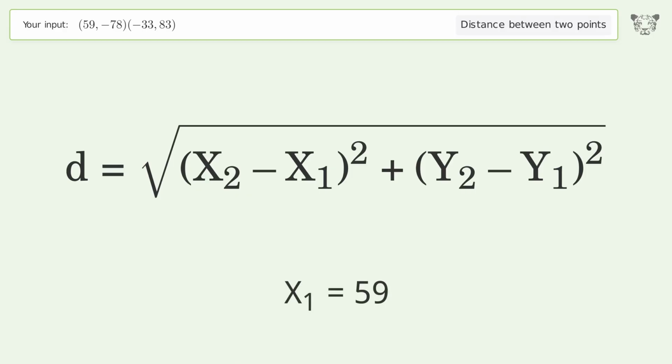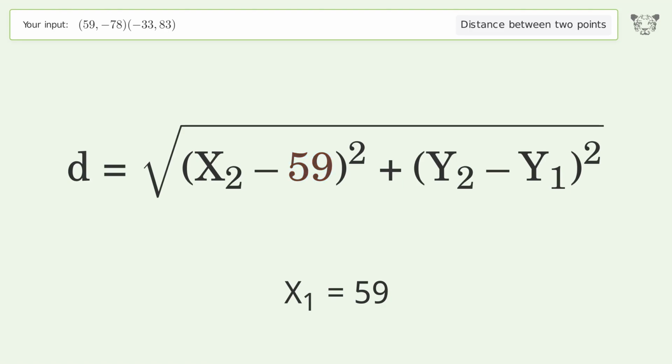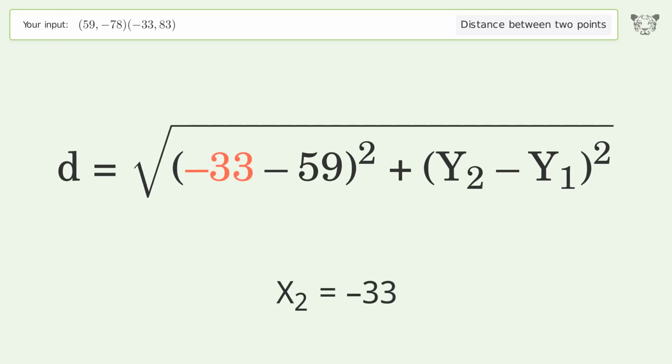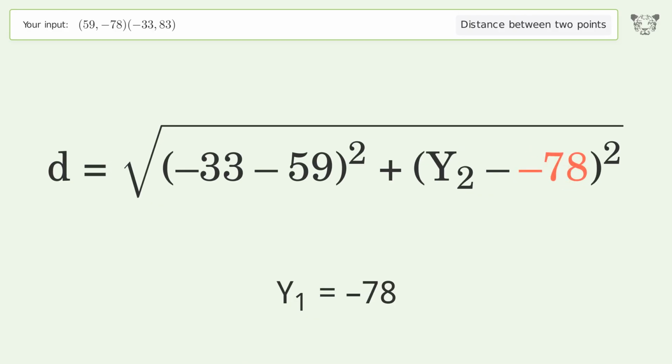x1 equals 59. x2 equals negative 33. y1 equals negative 78. y2 equals 83.